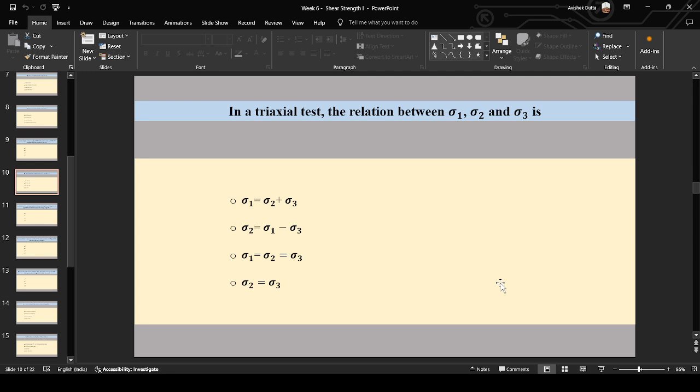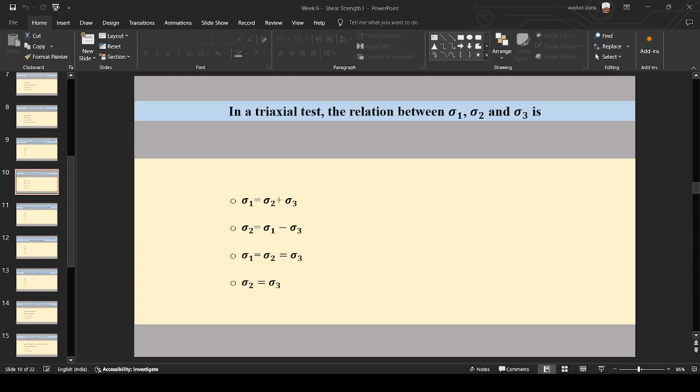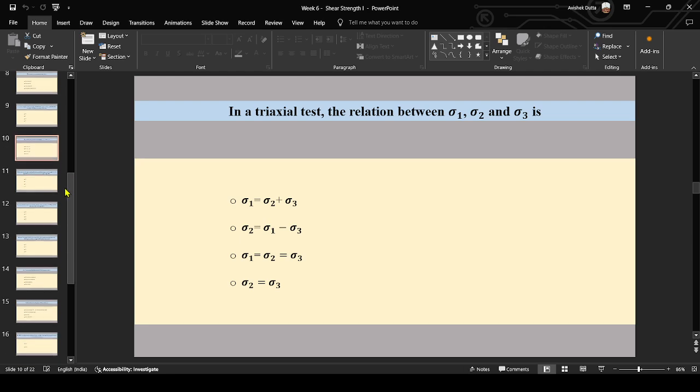I'll repeat the question. In a triaxial test, the relation between sigma 1, sigma 2 and sigma 3 is, sigma 1 is the major principal stress, sigma 2 is the intermediate principal stress and sigma 3 is the minor principal stress. So the relation is option 1, sigma 1 equal to sigma 2 plus sigma 3; option 2, sigma 2 equal to sigma 1 minus sigma 3; option 3, sigma 1 equal to sigma 2 equal to sigma 3; or option 4, sigma 2 equal to sigma 3. Okay. I hope it was clear. Next question.